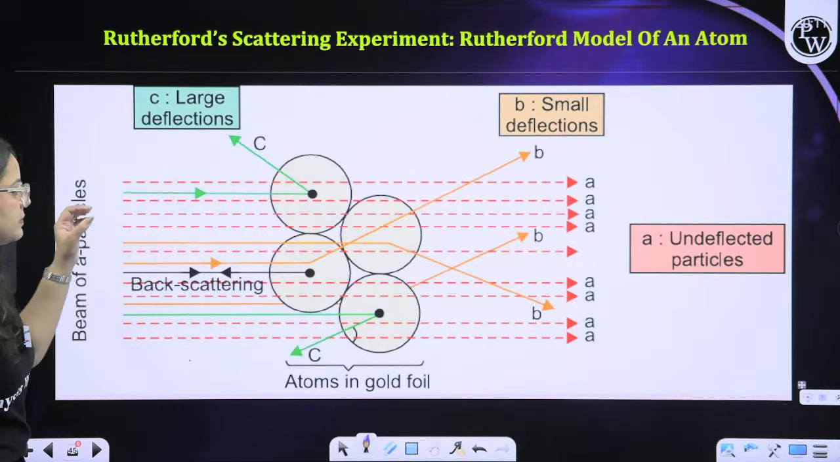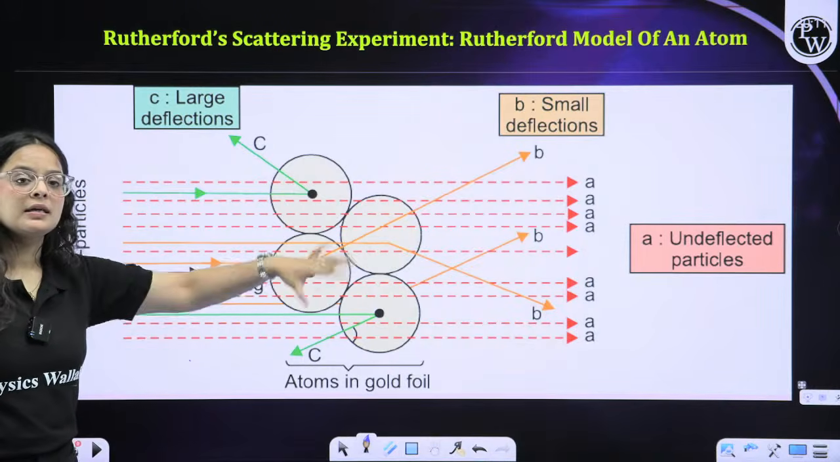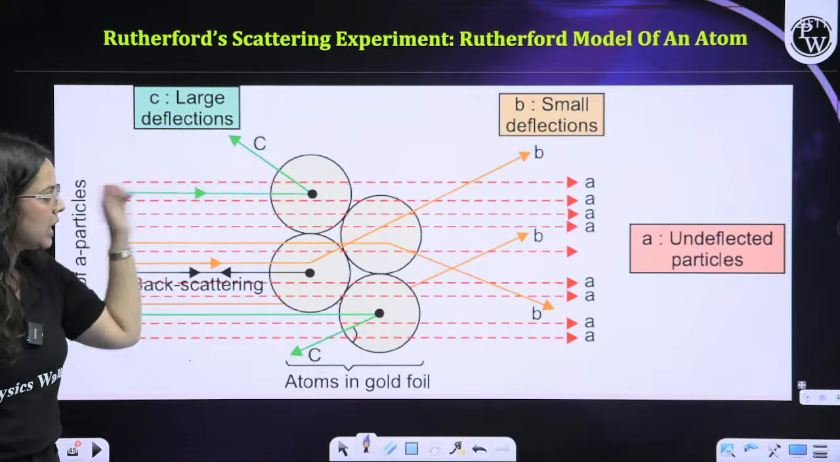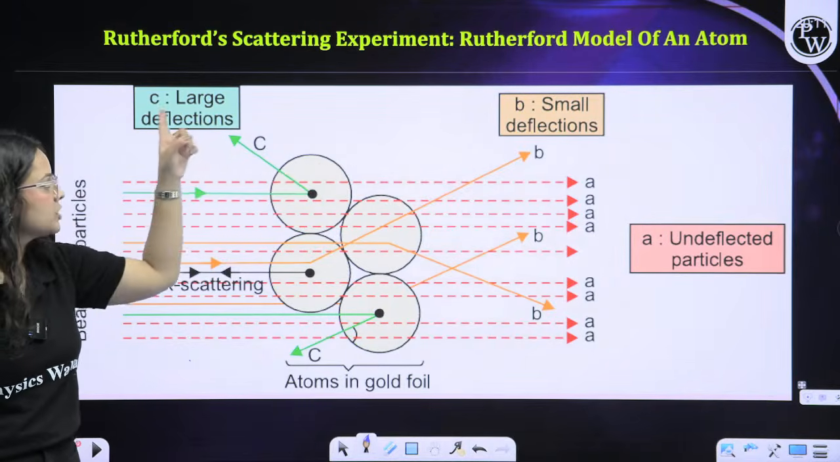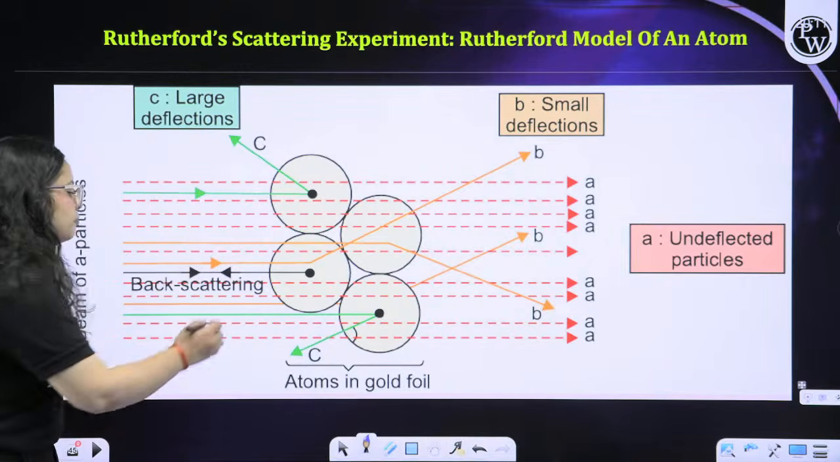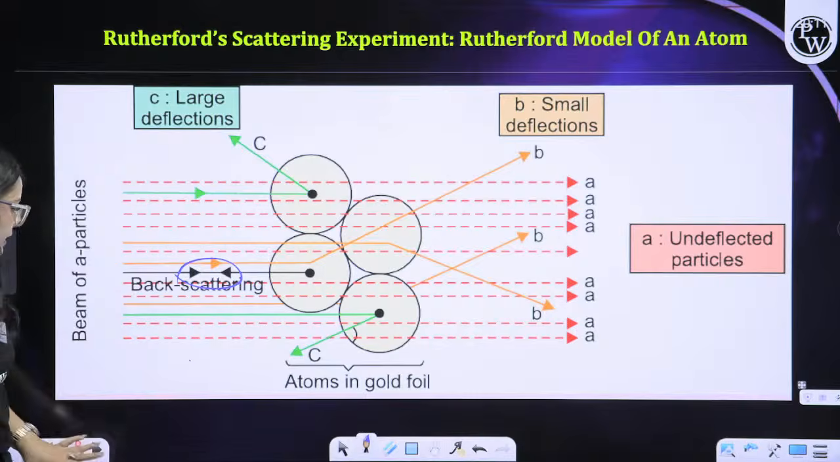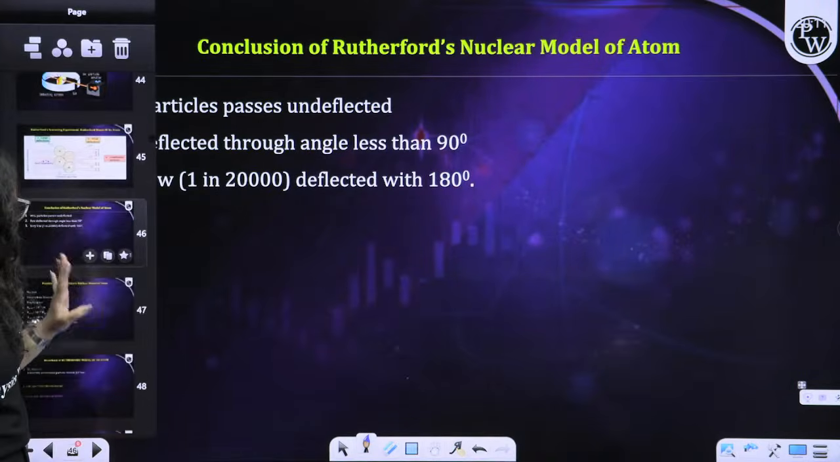This is how we can show it: this is the gold foil, and the atoms are present like this, where the rays were passed. The majority of rays pass undeflected, some with small deflections, some with large deflections, and there is back scattering that is very less in number. So this is the observation of the Rutherford model of an atom.